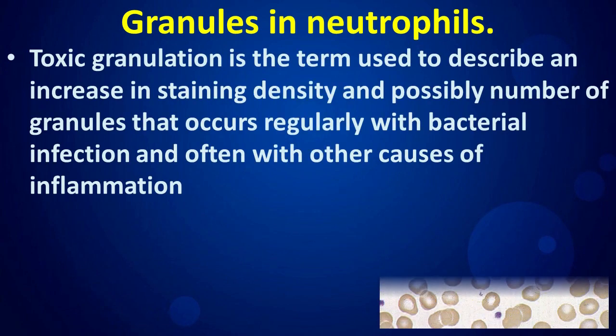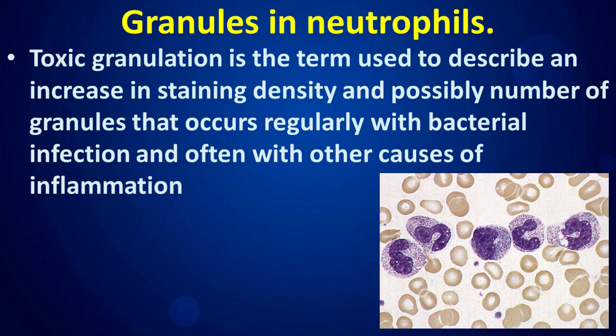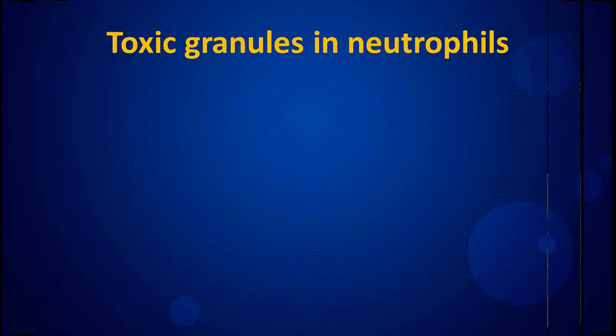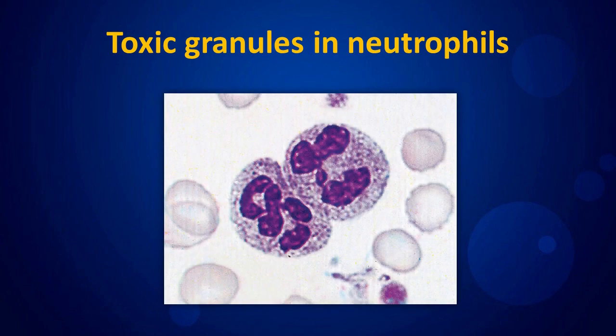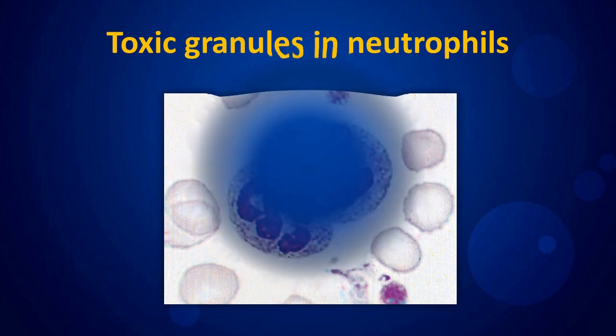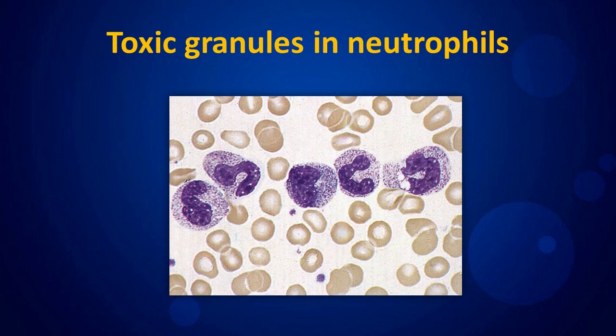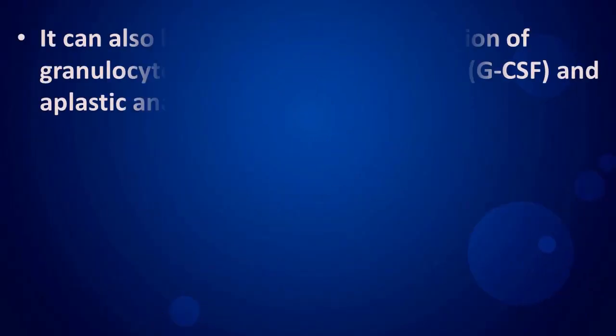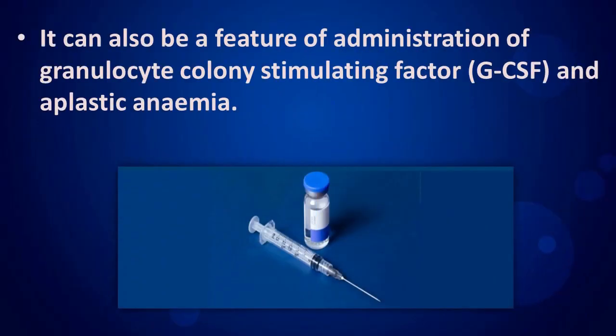Granules in neutrophils. Toxic granulation is the term used to describe an increase in staining density and possibly number of granules that occurs regularly with bacterial infection, and often with other causes of inflammation. It can also be a feature of administration of granulocyte colony stimulating factor and aplastic anemia.